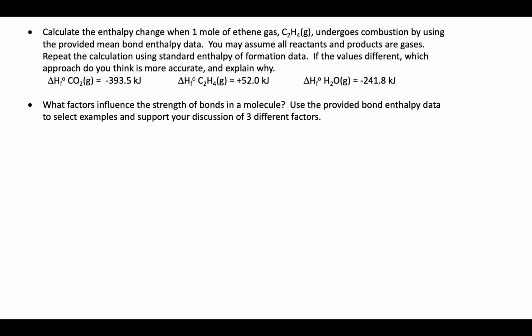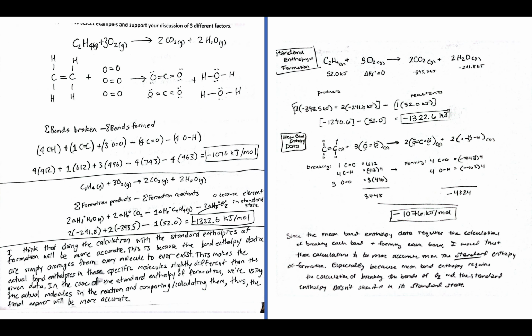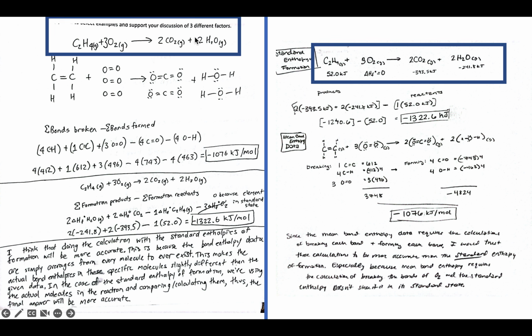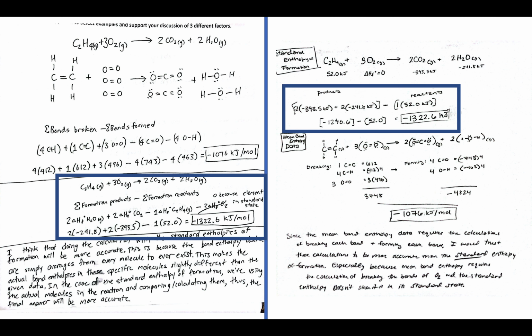Looking at this last part, aspects of bond enthalpy. This first one involves calculations involving mean bond enthalpy data and standard enthalpy of formation data. Here's some students' work on it. So these were very well done, where I see initially a balanced combustion reaction, which is great. Looking at the standard enthalpy of formation data, we see that that was provided information.